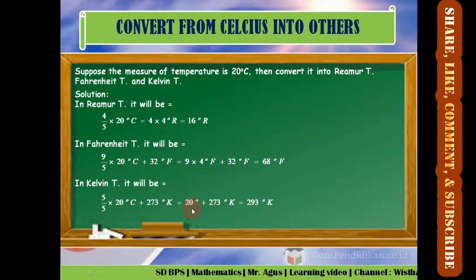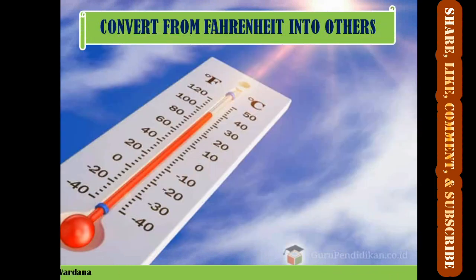20 degrees plus 273 degrees. Because you know the lowest value of Celsius thermometer is 0, and the lowest value of Kelvin thermometer is 273. So you have to add 273 to the answer. So 20 degrees of Celsius thermometer will be 293 degrees of Kelvin thermometer. Okay, next, convert the value of Fahrenheit thermometer into others.